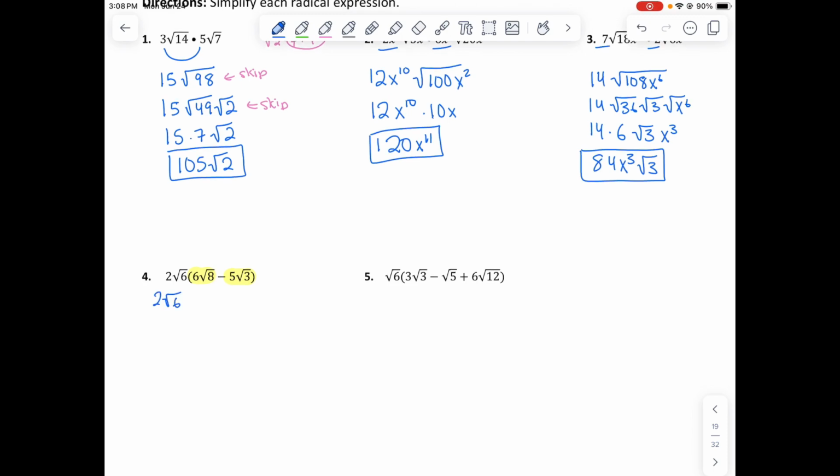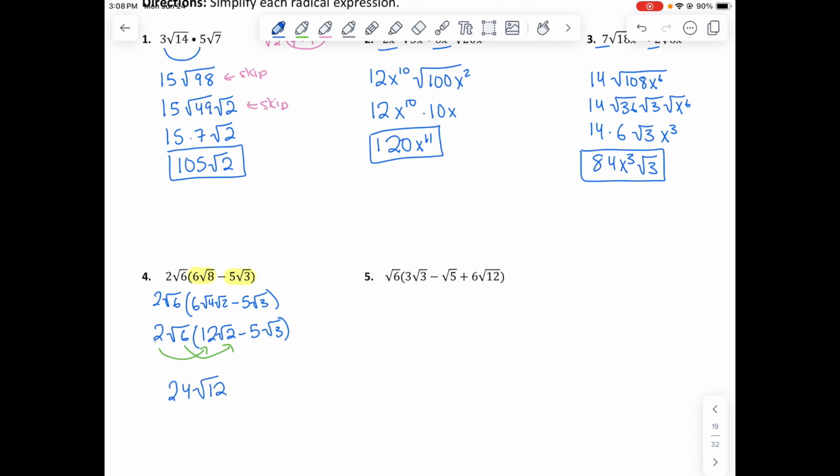So I have 2 root 6 as my coefficient, and then in the parentheses, 6 times the square root of 4 times the square root of 2 minus 5 root 3. All I'm doing here is I'm simplifying the square root of 8. So I have 6 times 2, or 12 root 2 minus 5 root 3. In this case, those still can't be combined, so I'm going to do the distributive property. So I'll multiply the coefficient to the coefficient, and then the radicand to the radicand for this first distributing.